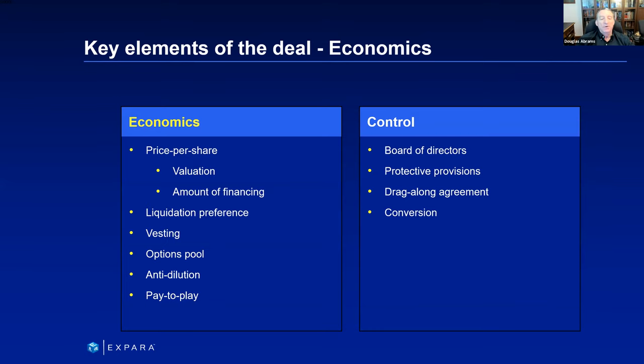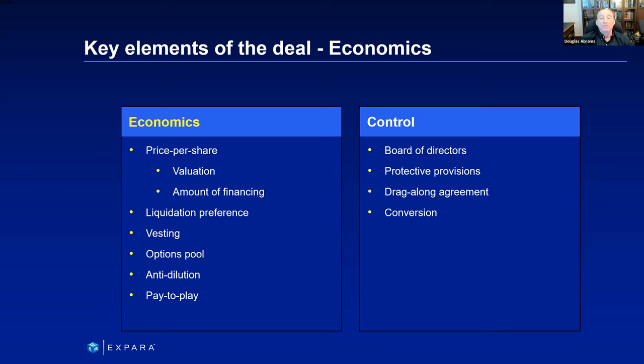So let's focus on only 1x, because 1x is the most common amount of liquidation. In the case where we have a 1x non-participating liquidation preference, the way that works is when there's an exit, the investor gets back either one times their investment or their pro rata share. So the investor has to choose. They get back one or the other.